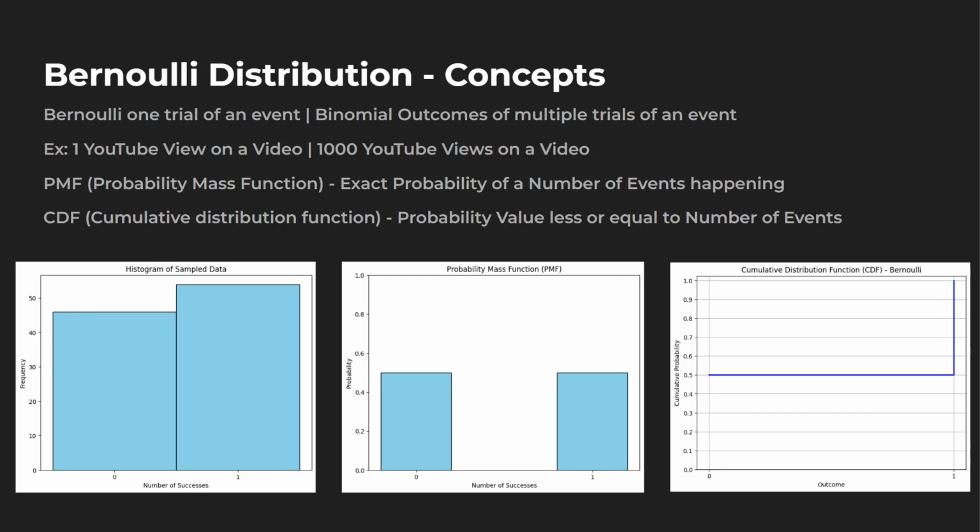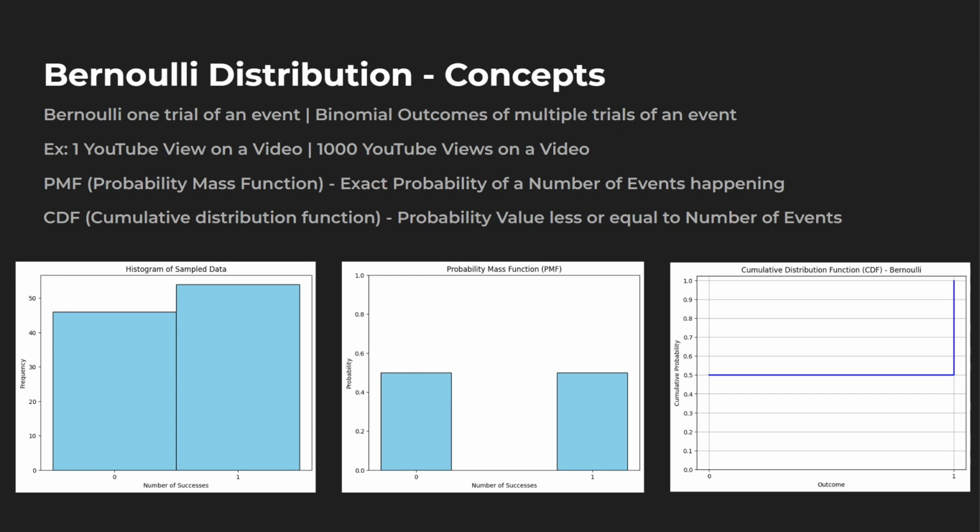So here's a few of the concepts, right? Again, the difference between Bernoulli and binomial. Bernoulli is one trial of an event. Binomial outcomes are multiple trials of an event. So my example is one YouTube view on a video versus 1,000 YouTube views on a video. And that makes a little more sense for you guys.